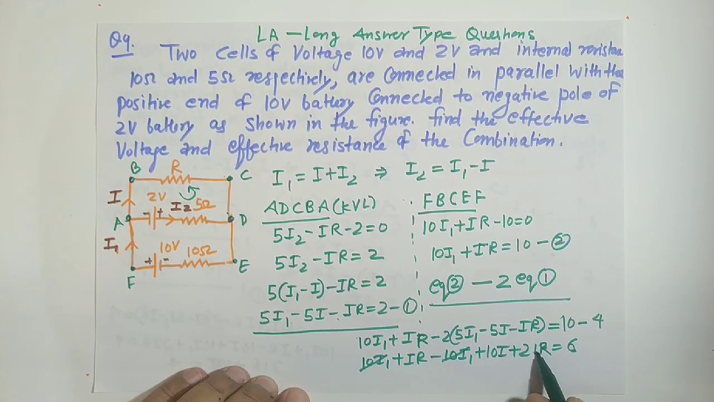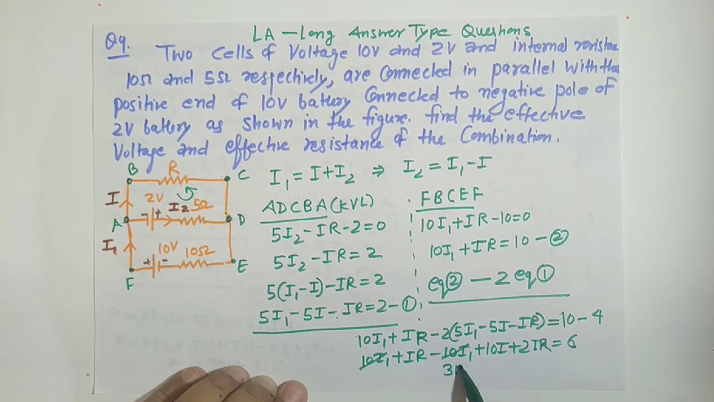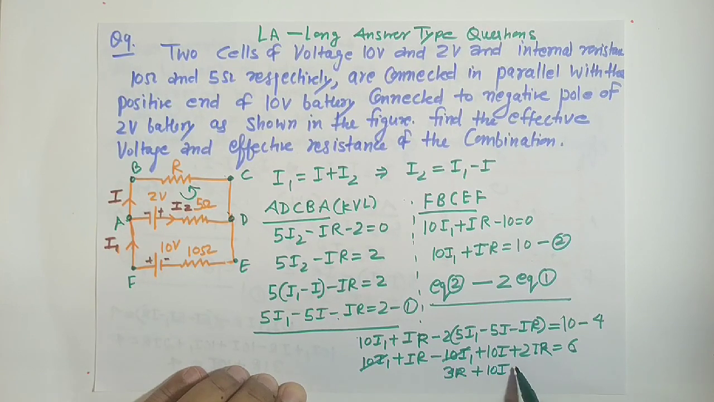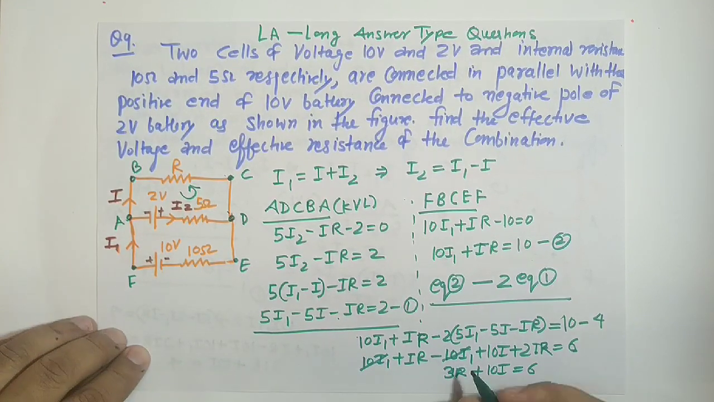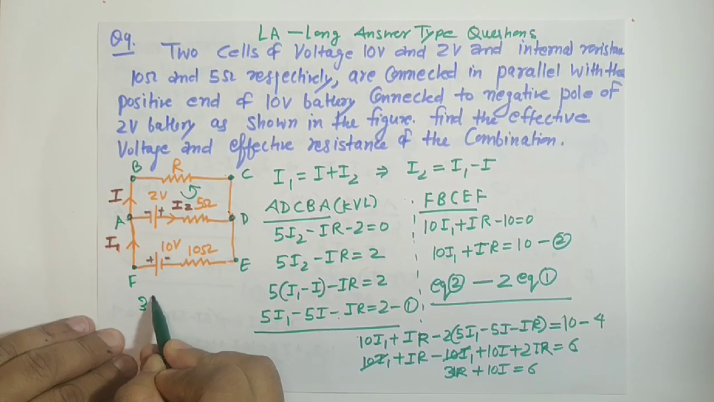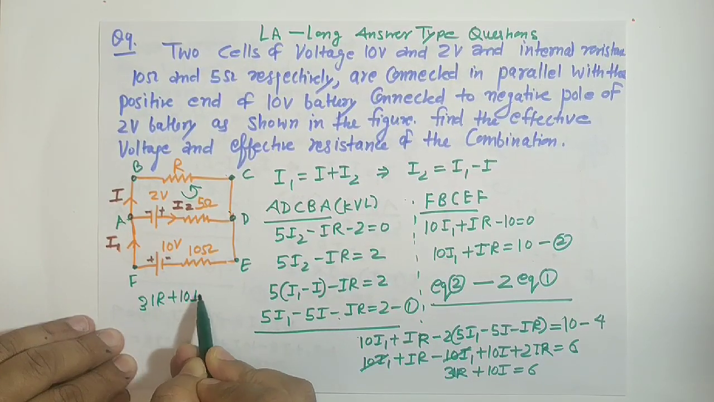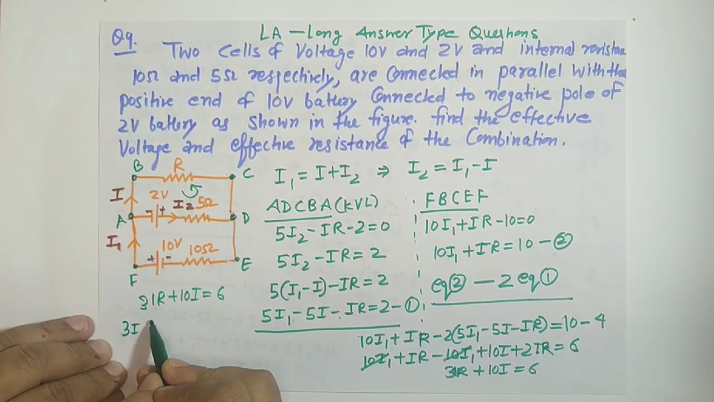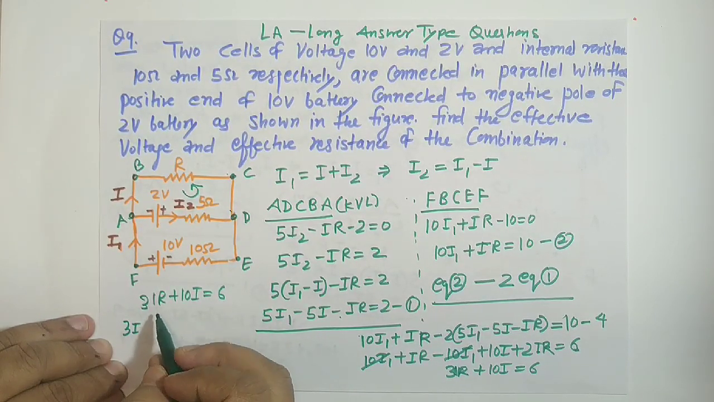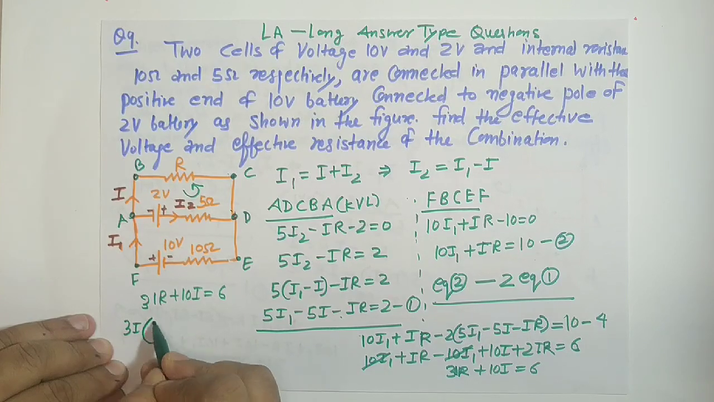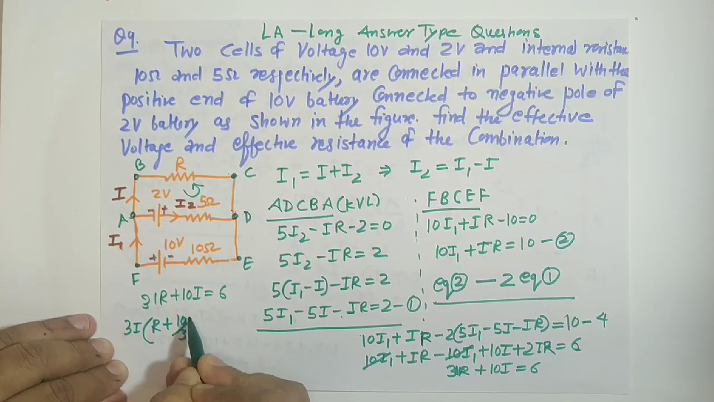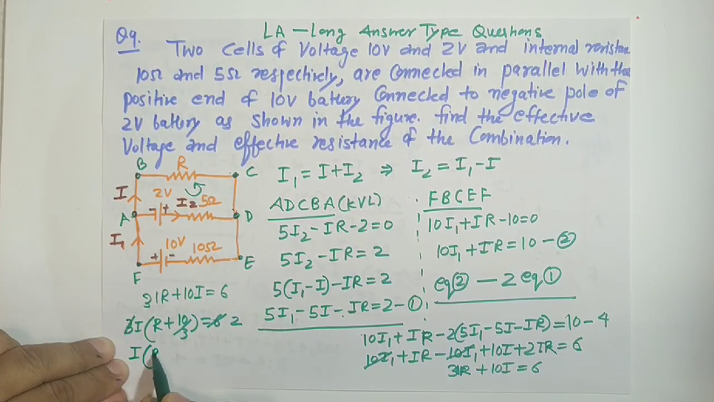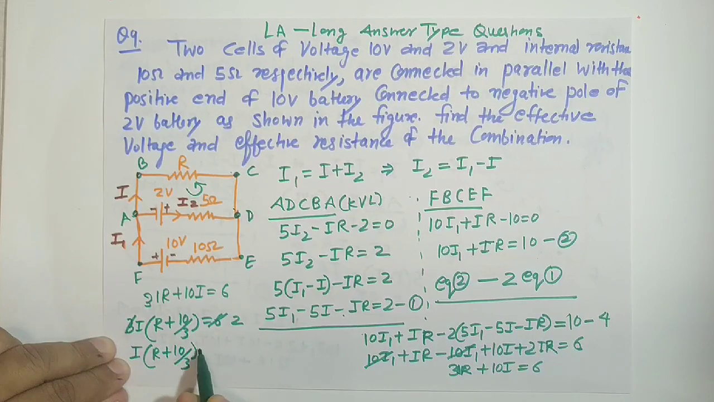IR and 2 IR will become 3 IR, plus 10 I, equal to 6. So this is 3 IR plus 10 I equal to 6. Got it? I am taking 3 I common here. It will be, see here, if I take 3 I common, it will be R plus 10 by 3, and the right side is 6. Then 6 divided by 3 is 2. So I got I times (R plus 10 by 3) equal to 2.